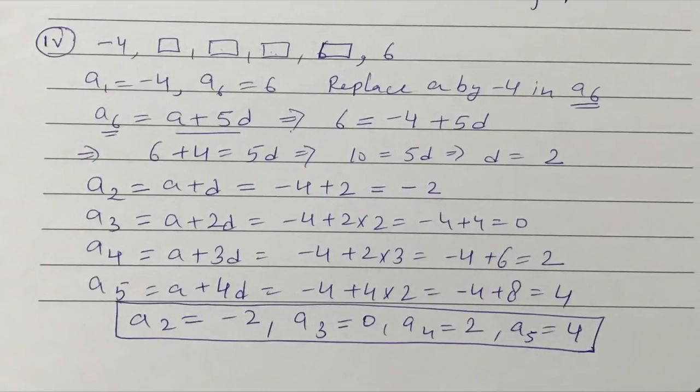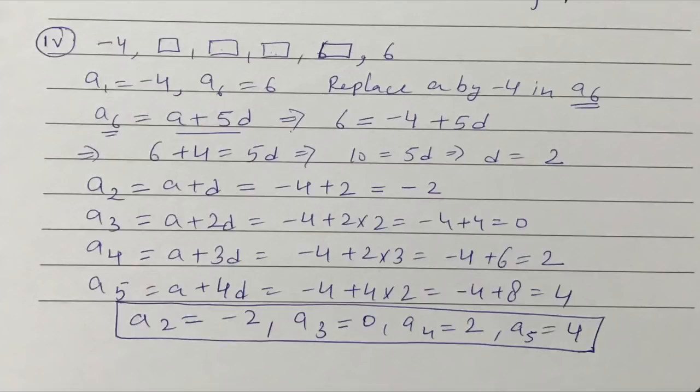Now the fourth part of the same question. We are given the first term as minus 4. Second, third, fourth and fifth terms are missing. The sixth term is 6. Now the formula for the sixth term is a plus 5d. We know a plus 5d is equal to 6 and we know the value of a also. So let us put the value of a in A6. So we have 6 is equal to minus 4 plus 5d. Now transpose minus 4 to the other side. So we have 6 plus 4 is equal to 5d.